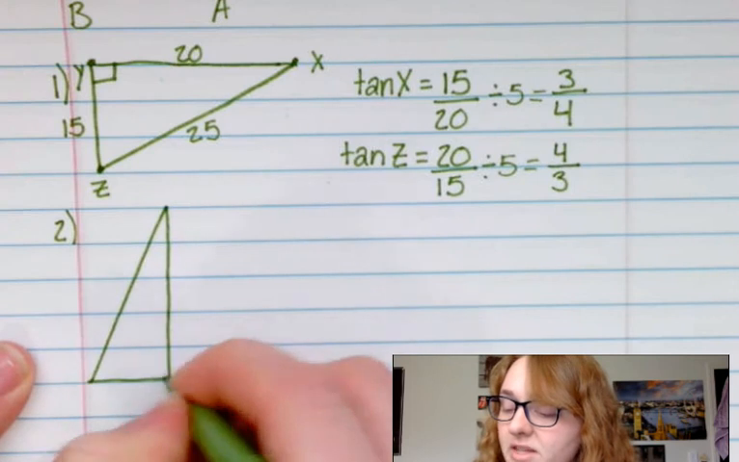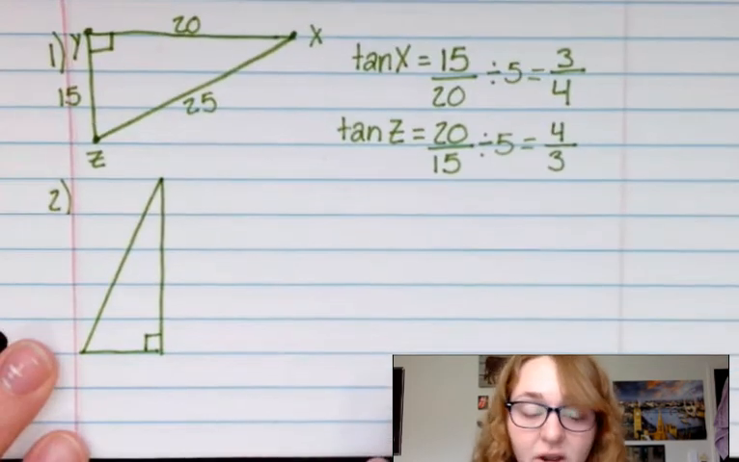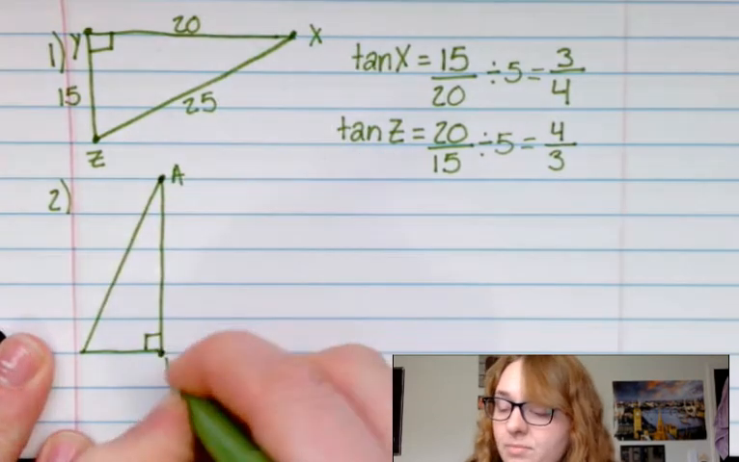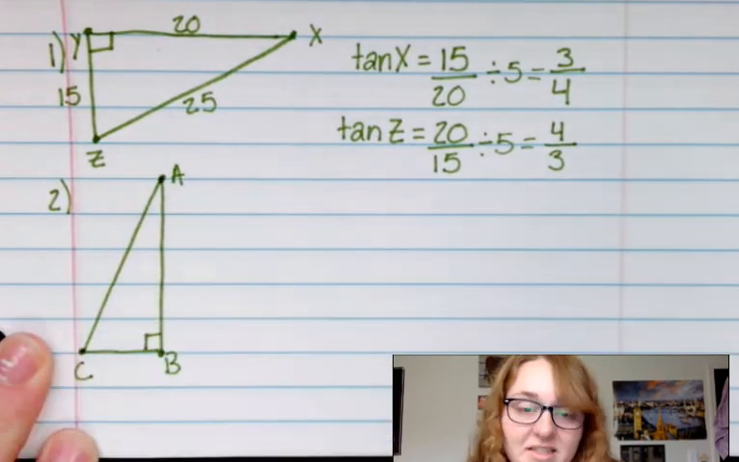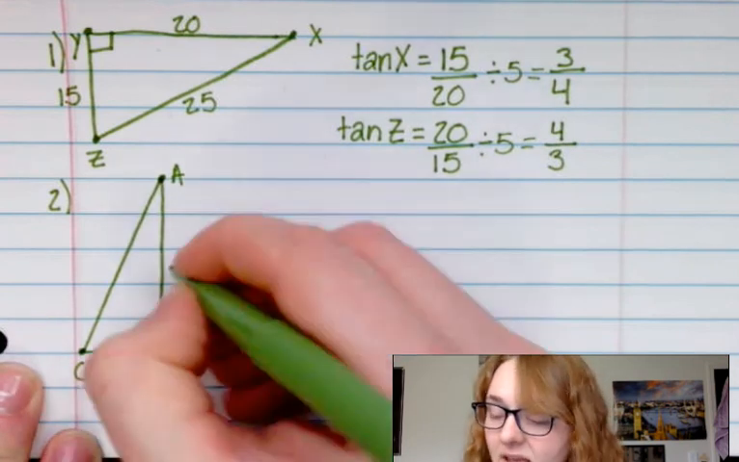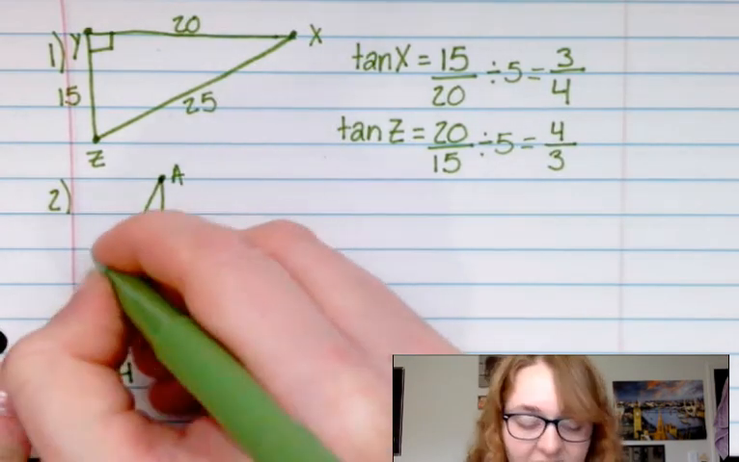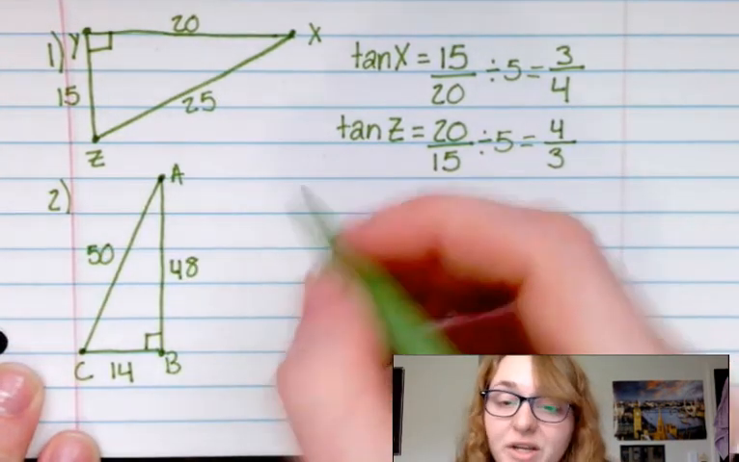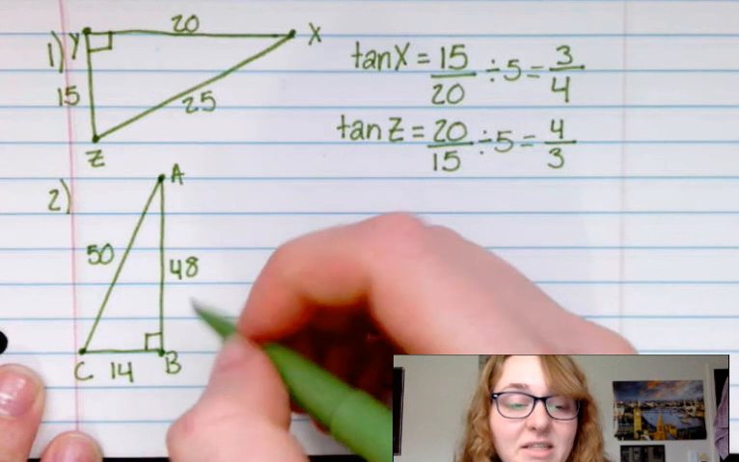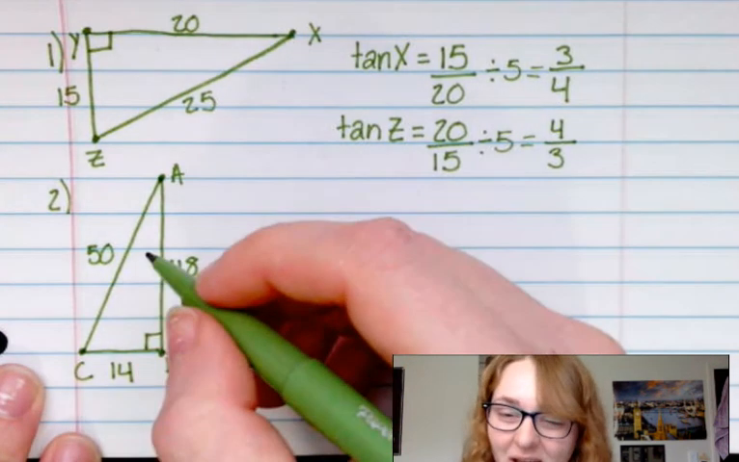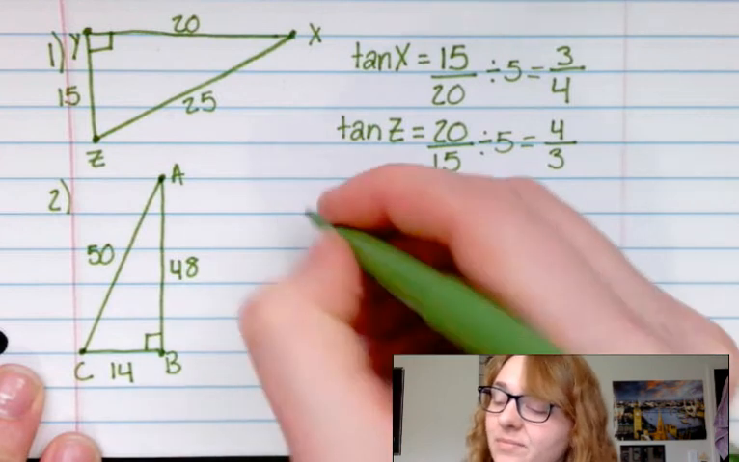So here in our second example, we once again have our right triangle. Here we have points A, B, and C, where CB is 14, AB is 48, and AC is 50. Again, we can only find the tangent ratios of A and C because the opposite side from B is our hypotenuse, and we're not going to use our hypotenuse with the tangent ratios.